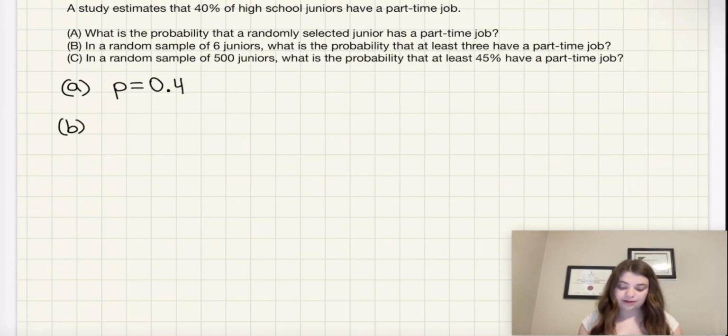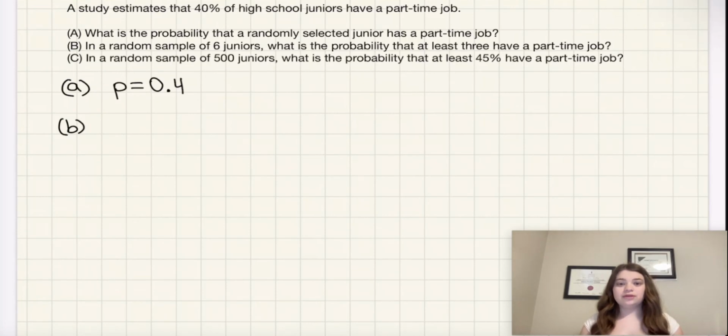All right, what about part B? In a random sample of 6 juniors, what is the probability that at least 3 have a part-time job? All right, so this sample is pretty small, and so it's probably not really big enough that we're able to use the normal approximation. And I want to explain why that is. The thing is, there's 3 different factors we need to consider in order to do it.